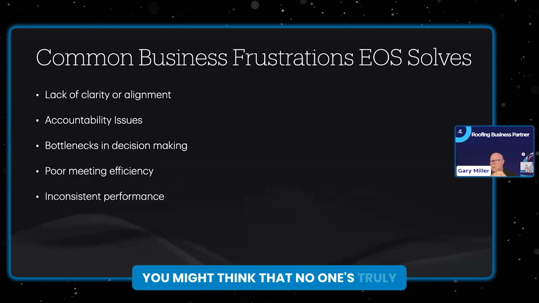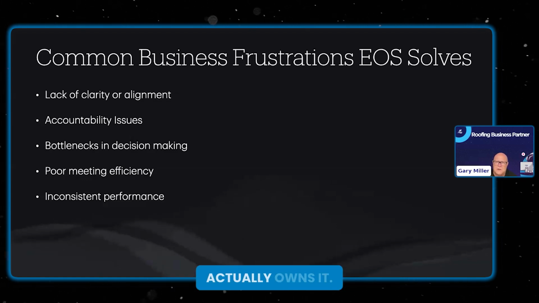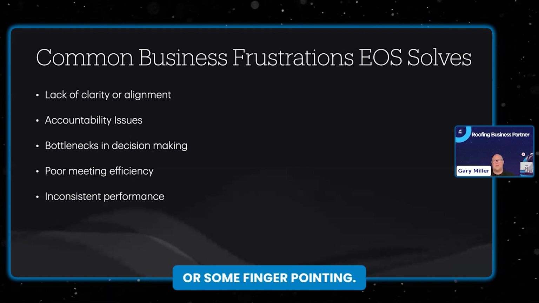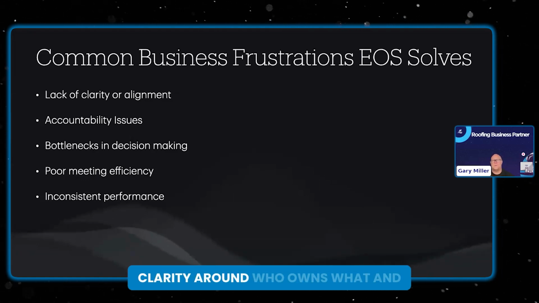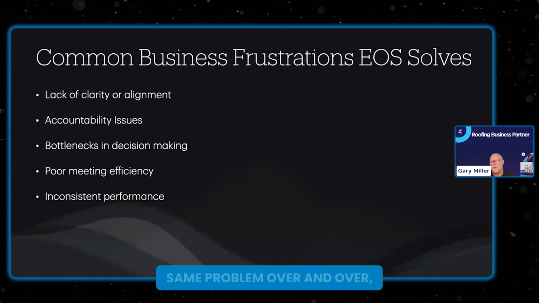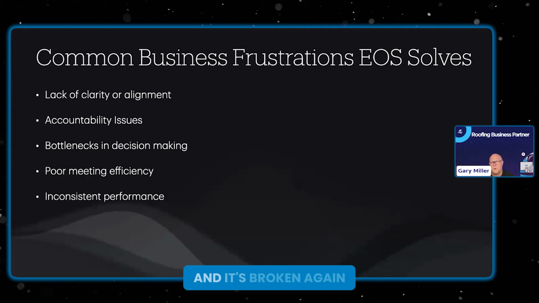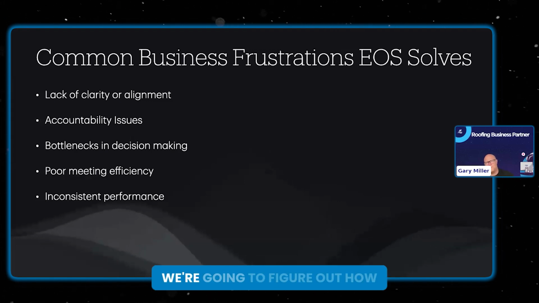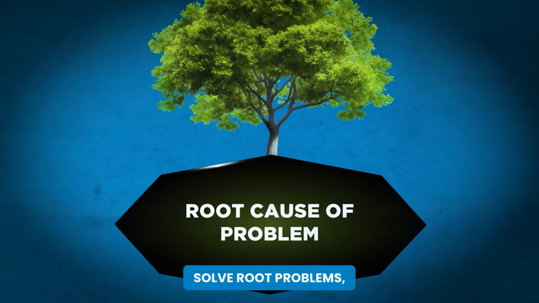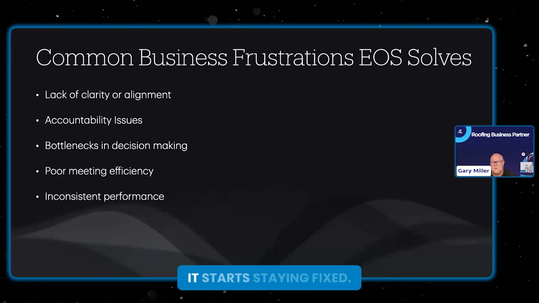You might think that no one's truly accountable to what's going on. A part of your business, maybe it feels like nobody actually owns it. If you ask who owns it, you might get some blank stares or some finger pointing. EOS is going to build some real clarity around who owns what and get you some structure for things like that. You might feel you're solving the same problem over and over. Like you solve a problem and you implement a solution and it's broken again 3 weeks later. We're going to figure out how to root out those issues and solve root problems rather than just throwing band-aids on things, so that once you fix something, it starts staying fixed.